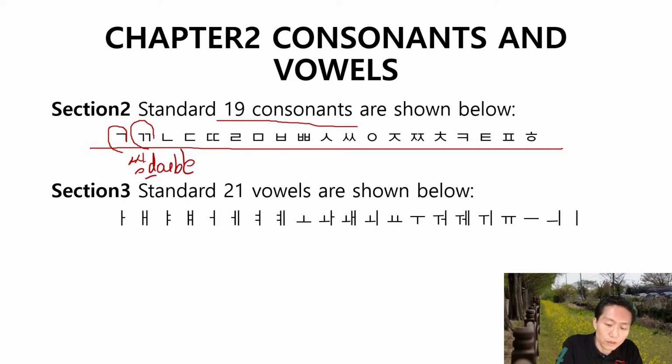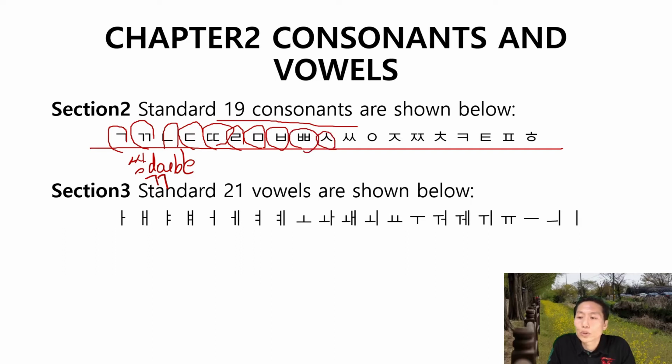Okay, so you have two 기역, so you call 쌍기역. Okay, 니은, 디귿, 쌍디귿, 리을, 미음, 비읍, 쌍비읍, 시옷, 쌍시옷, 이응, 지읒, 쌍지읒, 치읒, 키읔, 티읒, 피읒, 히읗. So it becomes 19 in total.